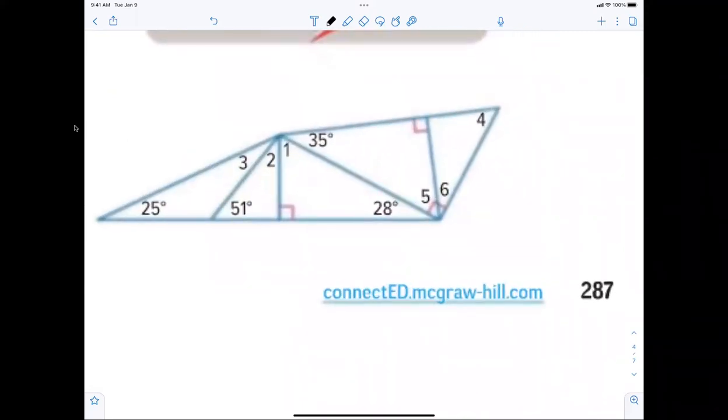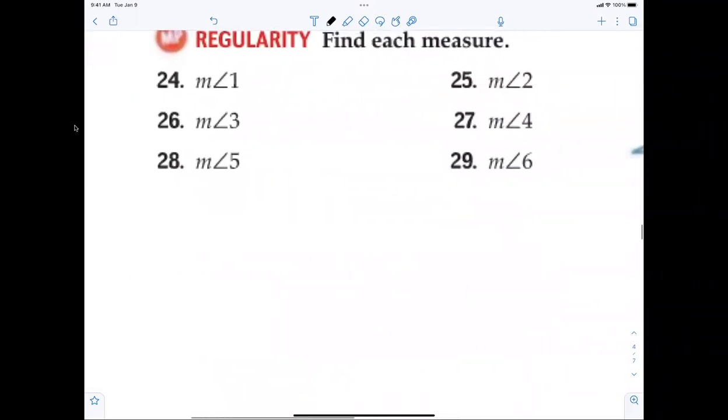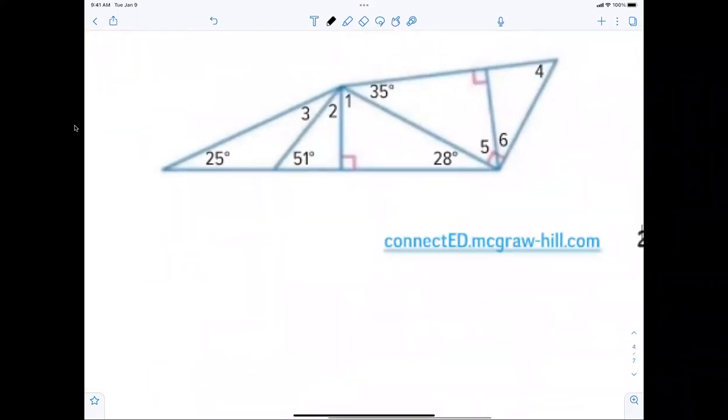Now, again, to me personally, I wouldn't even look at questions 24 through 29. I would just come over here and put all the angles in. Does everybody agree with that? All right, I don't care about answering them. You should know all of them.